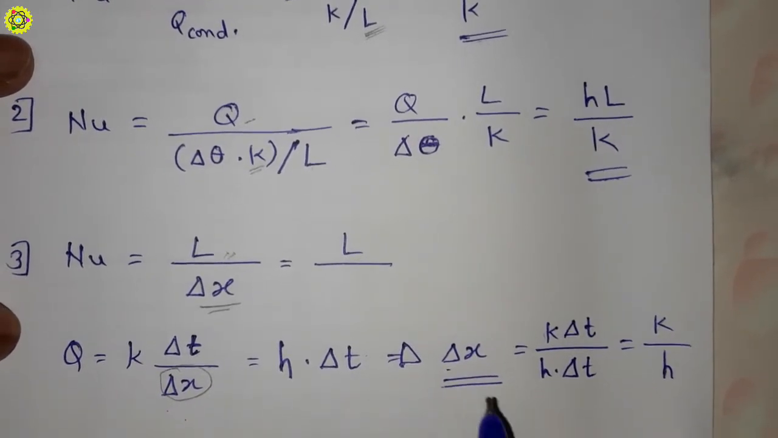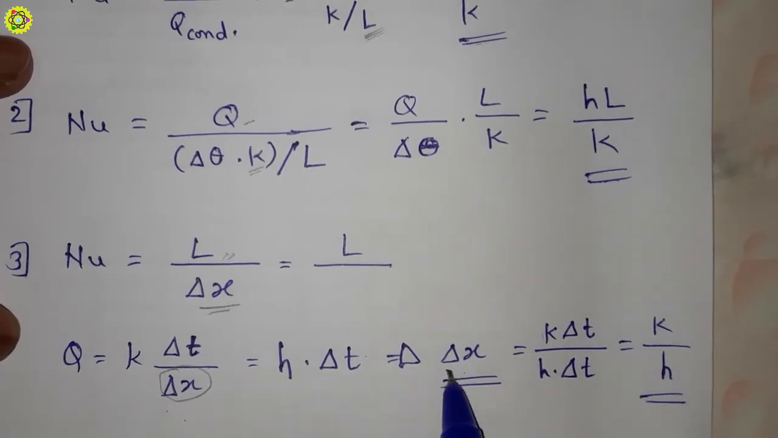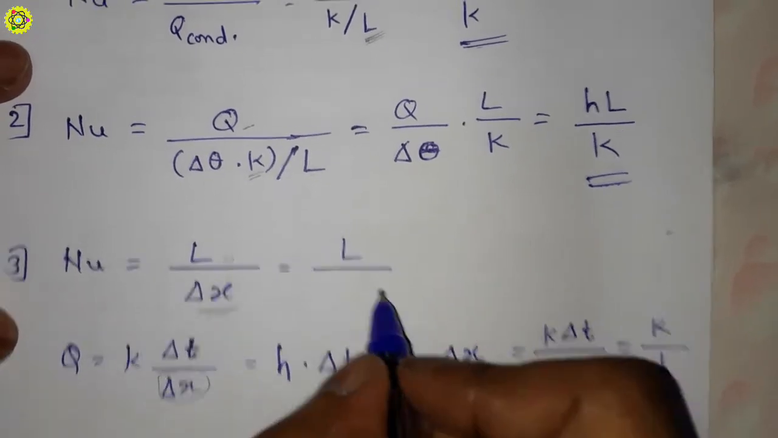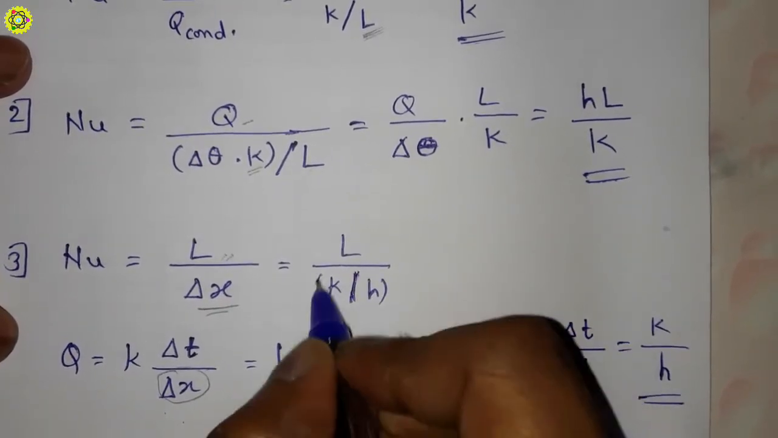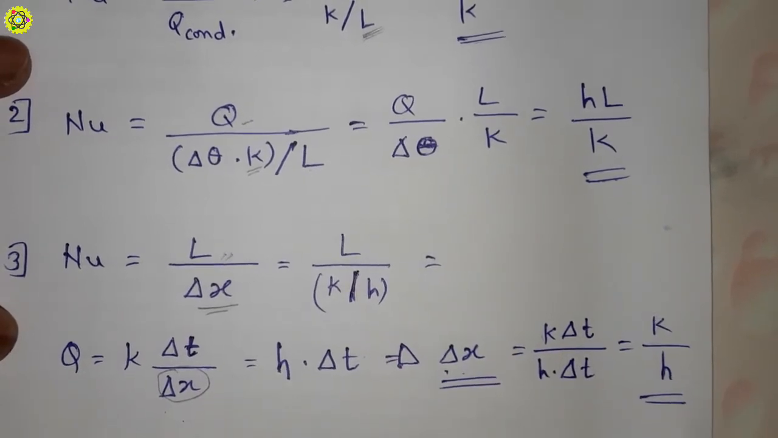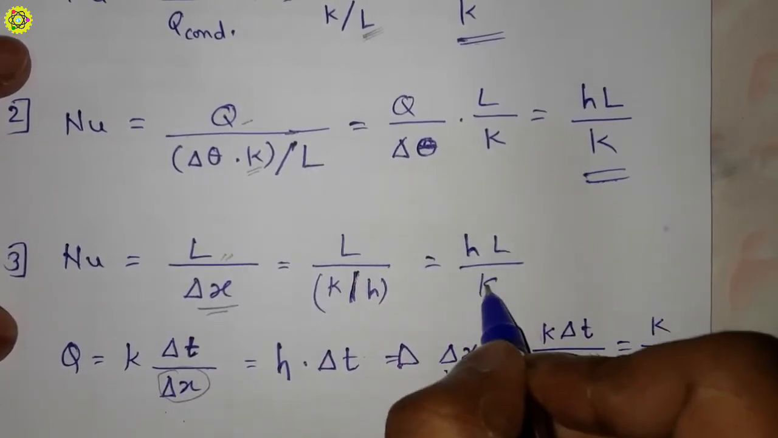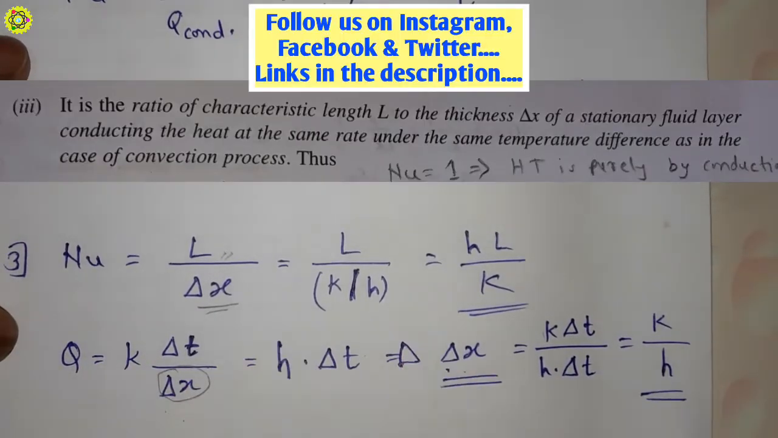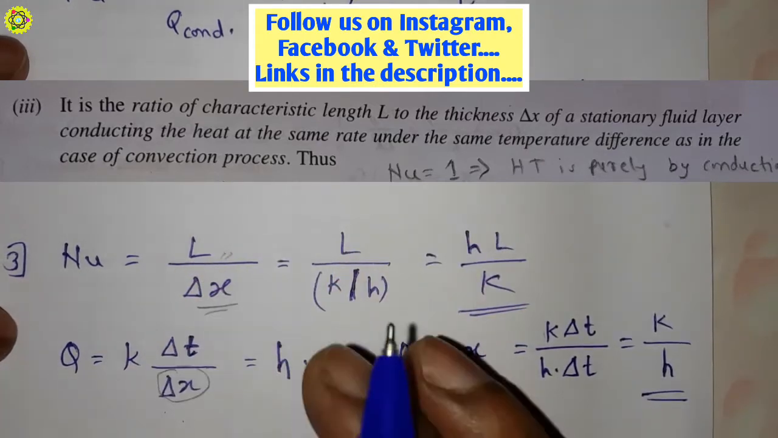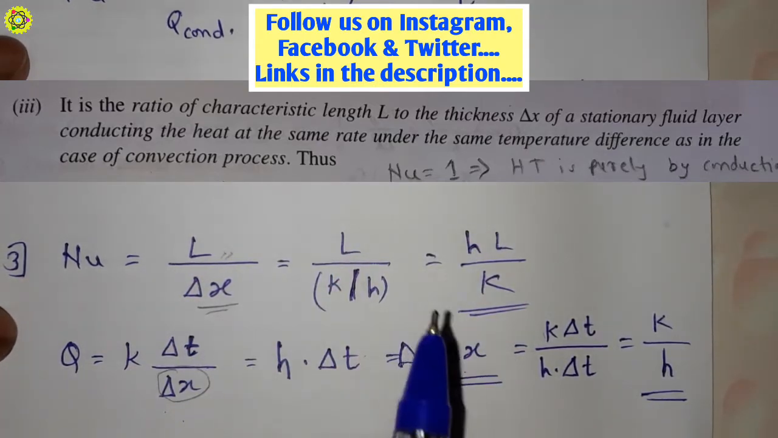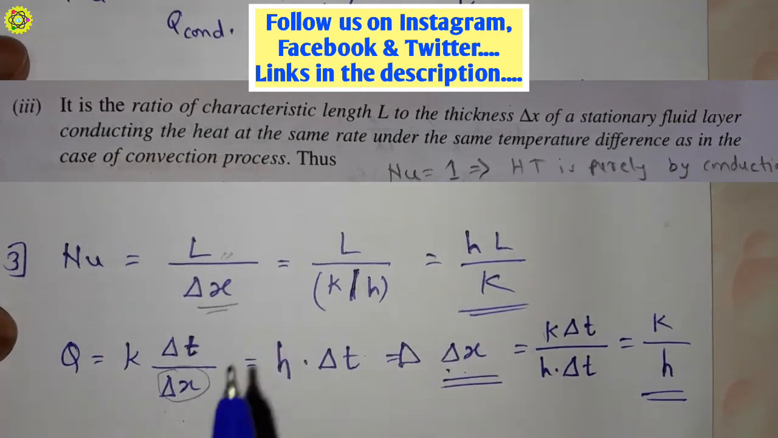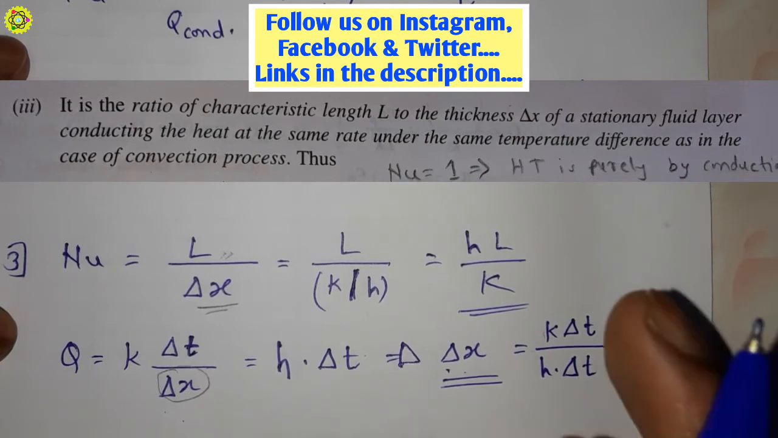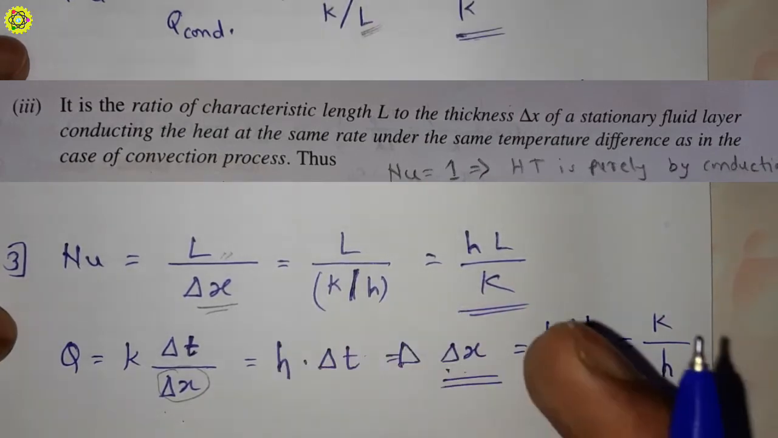Now we will put this value of delta x in the equation. This becomes L upon K upon H, and after simplifying we get HL upon K. These are the three definitions, and the third definition is the ratio of characteristic length to the thickness delta x of a stationary fluid layer conducting the heat at the same rate under the same temperature difference as in the case of convection process.